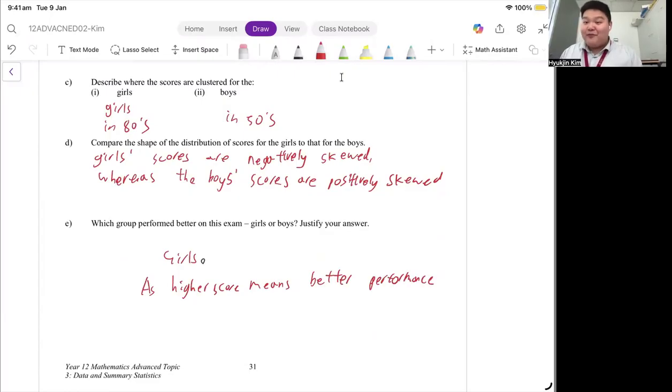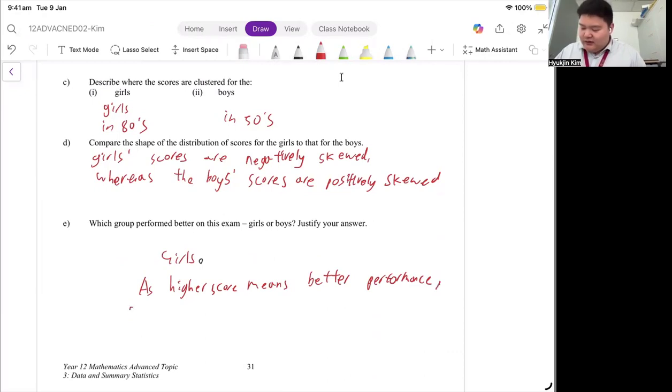Just like the time record for running 100 meters, if you get a higher number for that, then it's not really better. So I just like to be clear. You don't have to do it. I just do. Performance. Girls, negatively skewed results display or demonstrate, whatever, any word that makes sense, better score.